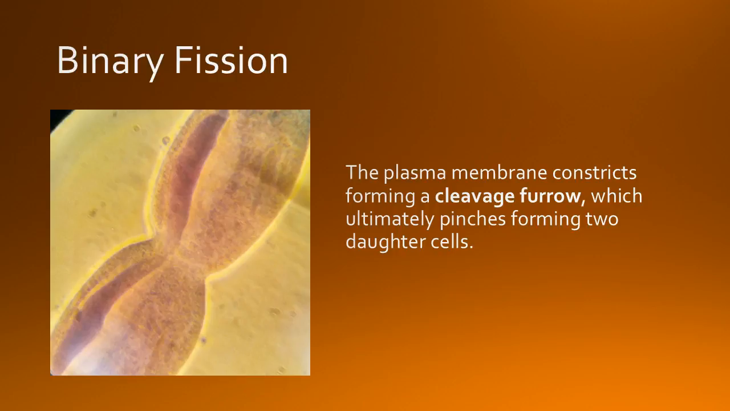The plasma membrane constricts at the midpoint, forming a cleavage furrow that eventually pinches the parent cell into two genetically identical daughter cells.